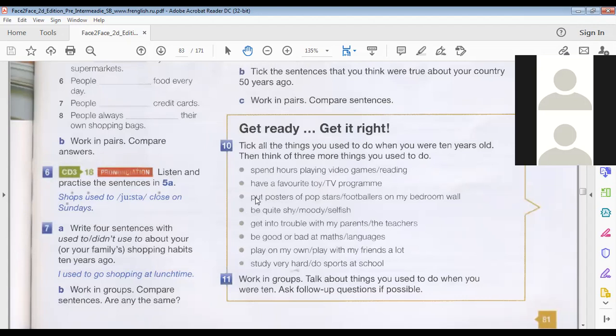So did you spend hours playing video games? Did you spend hours reading? Did you have a favorite toy? Did you used to have a favorite TV program, and so on? So now what I'd like you to do, I'd like one of you to make the questions. And remember, because all these sentences are in the past, what are the questions that we should make? How should we start them?